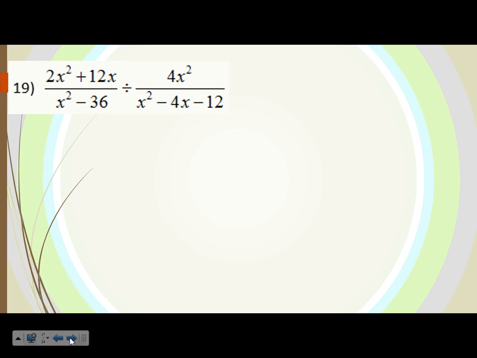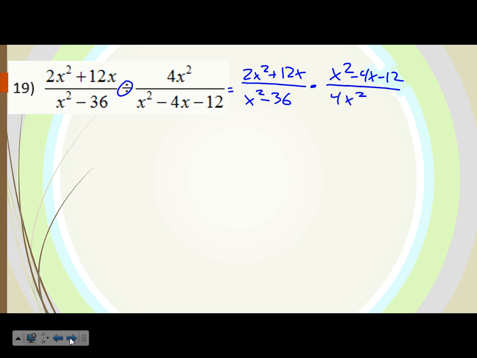Number 19, again, we have a division problem. So before I do anything, I just go ahead and I write this out as multiply by reciprocal. The first one does not change at all. Then the second one is the reciprocal over 4x squared.